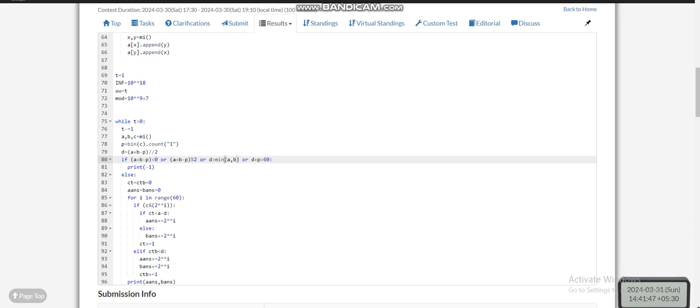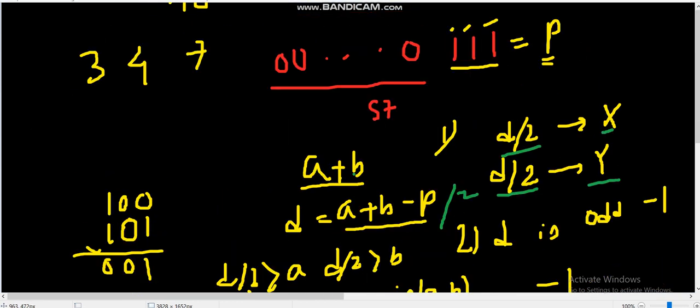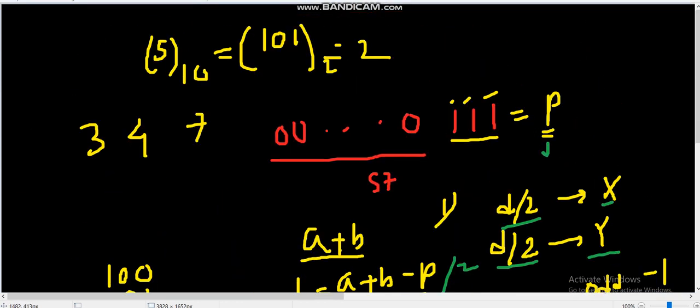But there is one case which I have missed. I will explain this case to you. That is one edge case I had missed, and I got multiple wrong answers. So why is this condition important? Let's consider one case where A is 59 and B is 59, and let's consider C as something like 31. So there are P bits set in C.